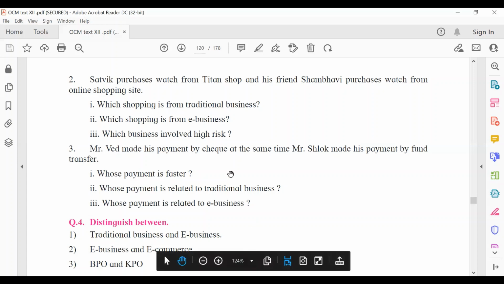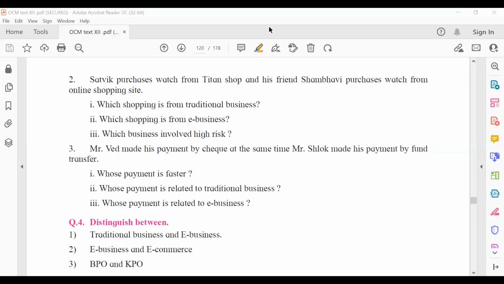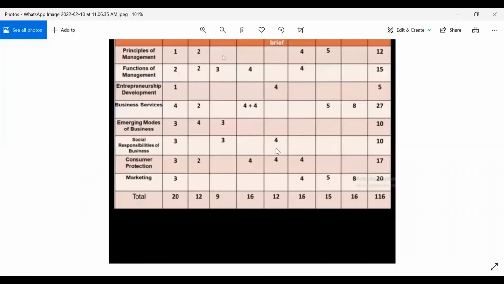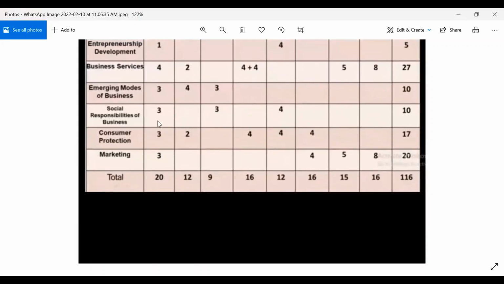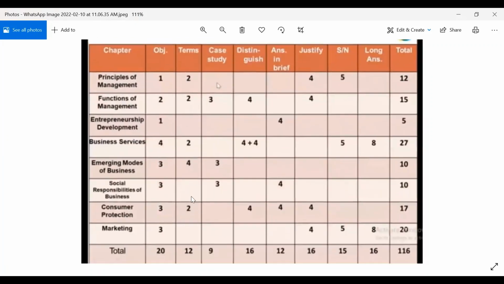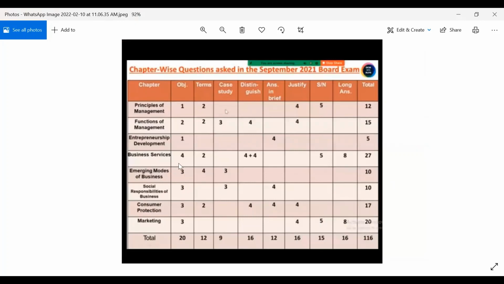Girls, a very important thing I would like to tell you, you will be surprised to know: if you see the September board paper on this chapter, how the marks have been allocated. Under that, there were 3 marks of objectives, 2 terms of concept. E-business was asked, outsourcing also was asked, and 1 case study of Mr. Ved. So in the September paper, 10 marks on this chapter were divided amongst the objective type questions.